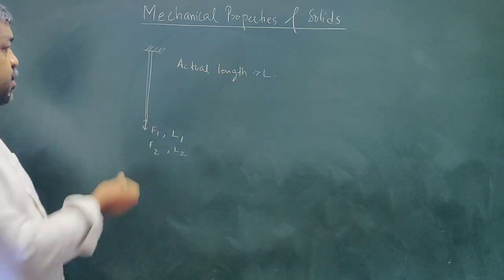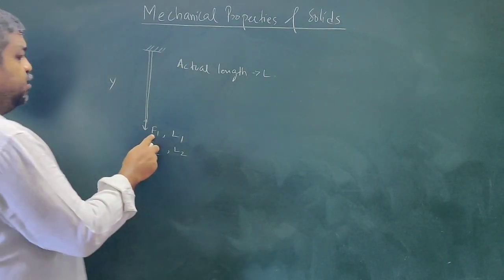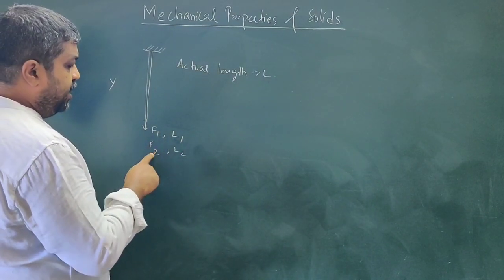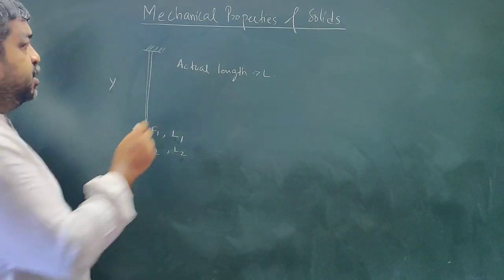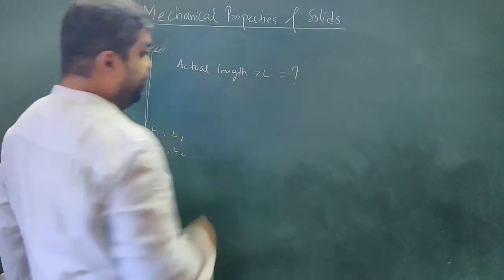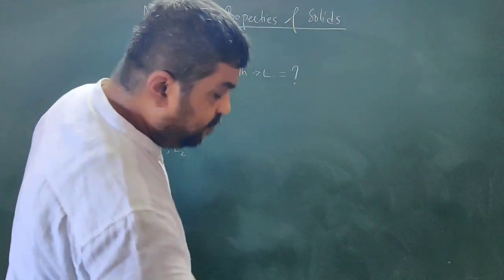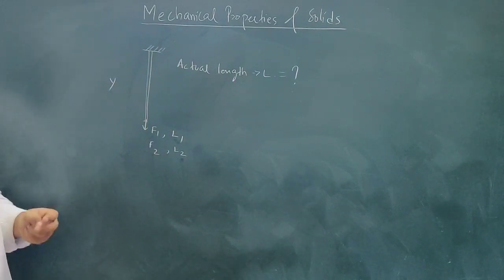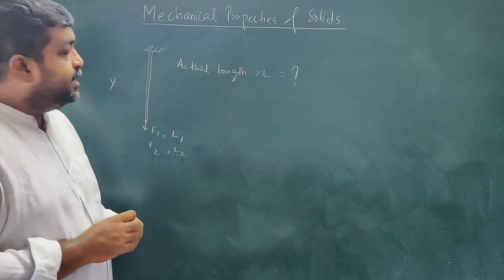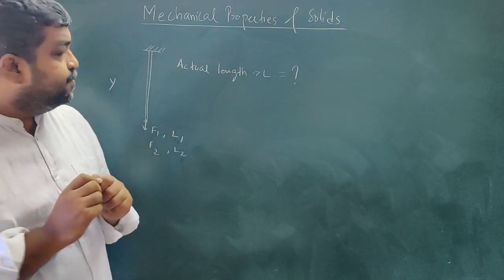Young's modulus is known. So these are known quantities: F1, L1, F2, L2. These are known things. Young's modulus is known. So what is the actual length? For such questions, first of all, I am telling you how to approach a question, and we will also solve this question.